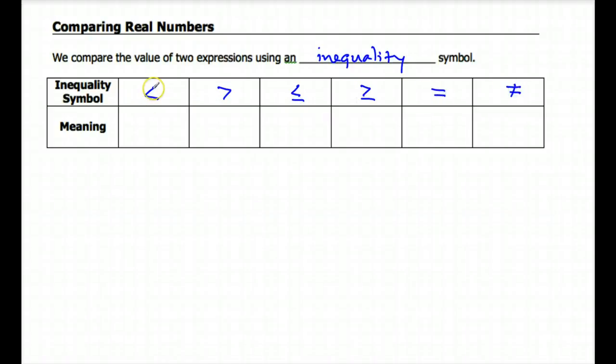This symbol right here is sort of like an arrow, or sometimes your teacher might refer to it as a crocodile's mouth. This is the symbol for less than. So you read that symbol as less than. This symbol here, you read as greater than. This symbol here, it's a less than symbol with a bar underneath it. That means less than or equal to. And then this symbol here is going to be greater than or equal to.